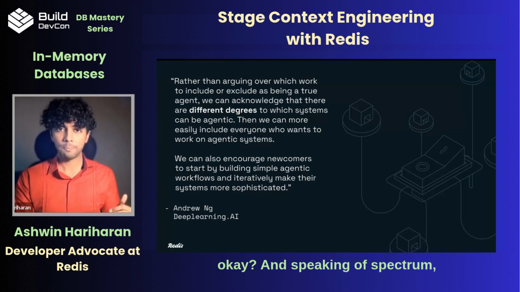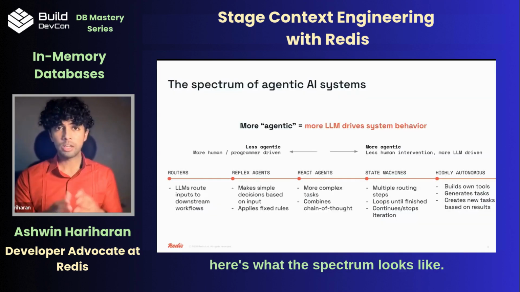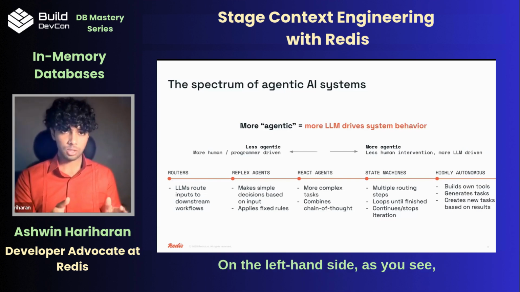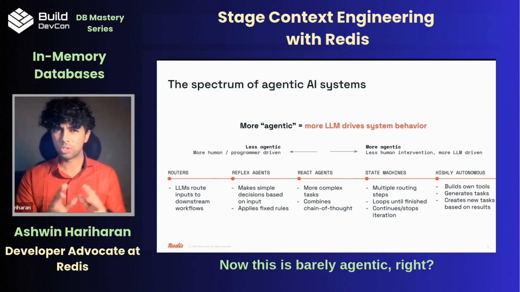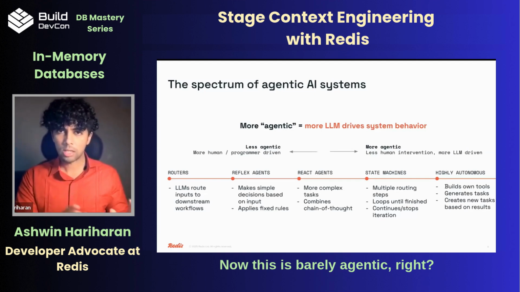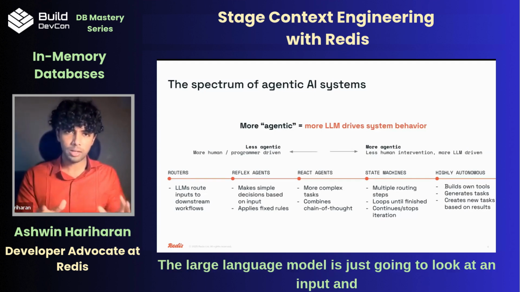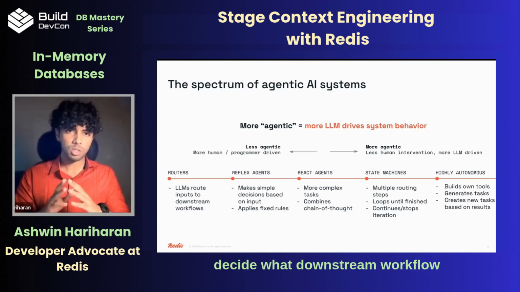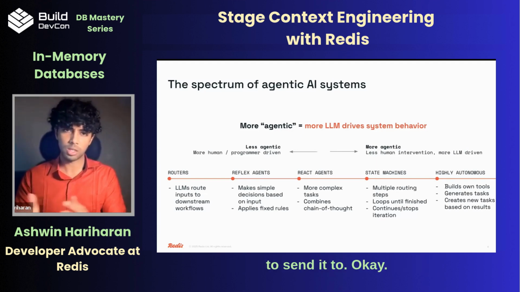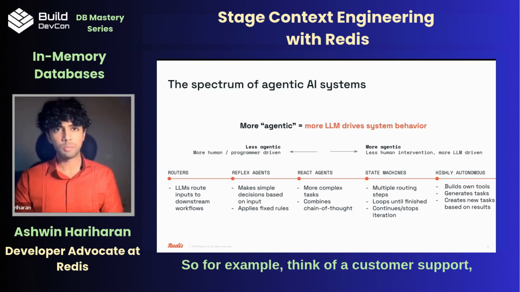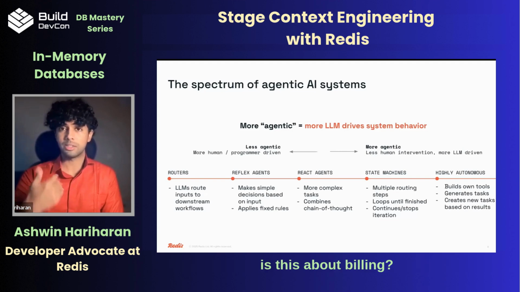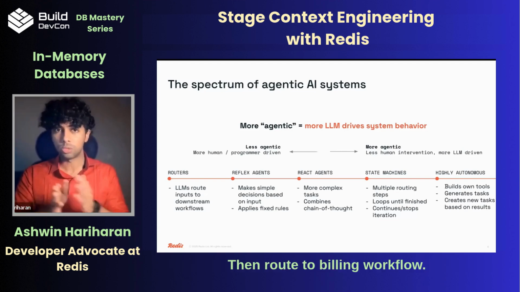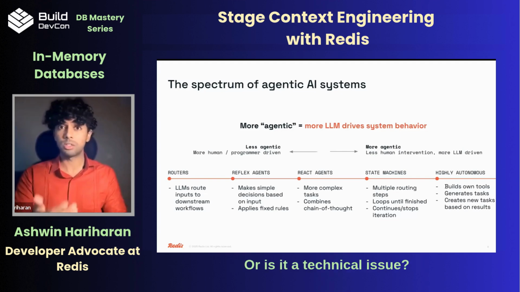Okay. And speaking of spectrum, here's what the spectrum looks like. On the left-hand side, as you see, we have something like a very simple router. Now, this is barely agentic, right? The large language model is just going to look at an input and decide what downstream workflow to send it to, okay? So, for example, think of a customer support bot that reads your message and decides, is this about billing? Then route to billing workflow. Or is it a technical issue?